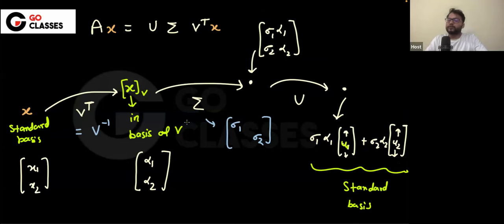It is first getting converted to the basis of v, where you are actually performing the operation, which is basically multiplying with sigma 1, sigma 2. And then finally, whatever you are getting is in the basis of u. Yes, ultimately we are getting the standard basis. But just for visualization purposes, with respect to the basis of u, you are getting this, right? Ultimately, it is getting converted to the standard basis. We started with the standard basis; it is getting converted to the standard basis, right?